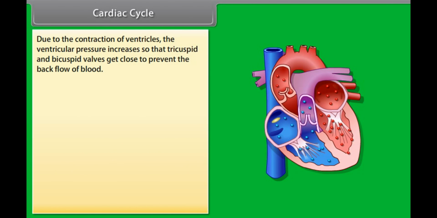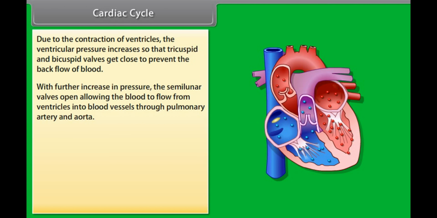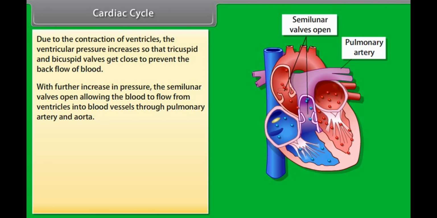Due to the contraction of the ventricles, the ventricular pressure increases so that the tricuspid and bicuspid valves get closed to prevent the backflow of blood. With further increase in pressure, the semilunar valves open, allowing the blood to flow from the ventricles into blood vessels through the pulmonary artery and aorta.